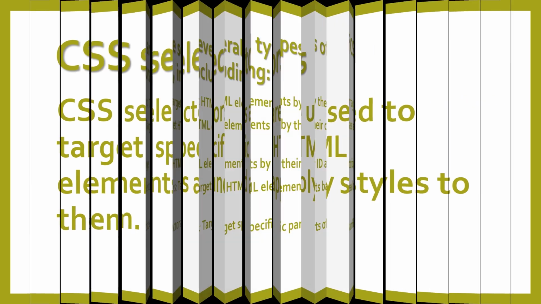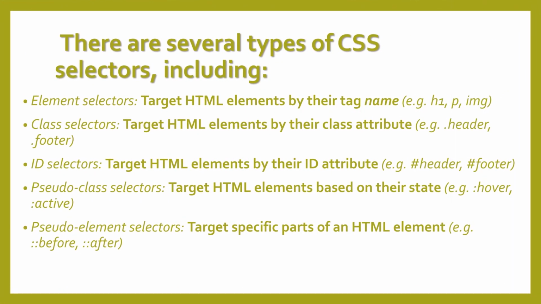There are several types of CSS selectors, which include element selectors, class selectors, ID selectors, pseudo class selectors, and pseudo element selectors. Element selectors target HTML elements by their tag names. Examples are H1, P which is the paragraph, and IMG which is image. So what element selectors do is that you use the name of the element to target them, to select them, to work on them. So that is basically how it works.